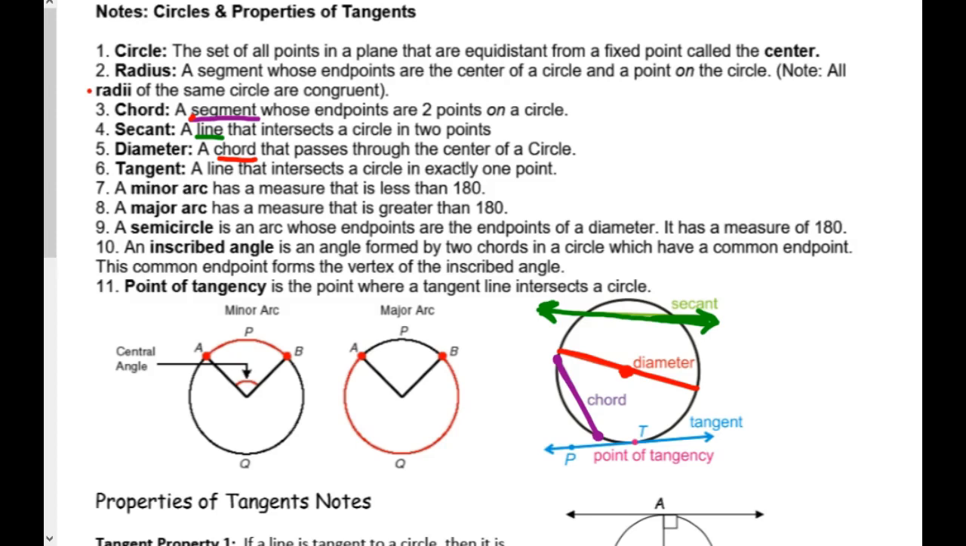okay? Next word, tangent, a line that intersects a circle in exactly 1 point, okay? So notice, it is a line with arrowheads, but it touches the circle at exactly 1 point. So look over here, I got my tangent line, right? So you see how it's on the edge of the circle?